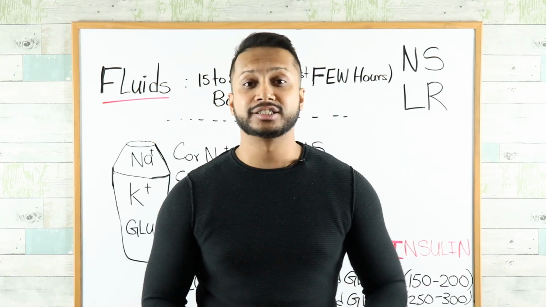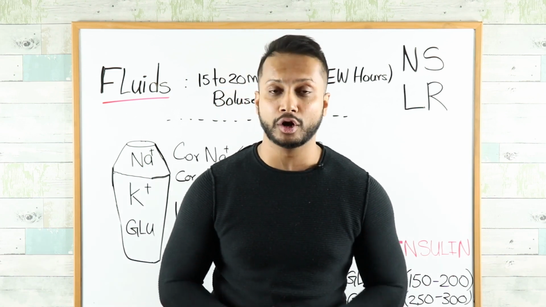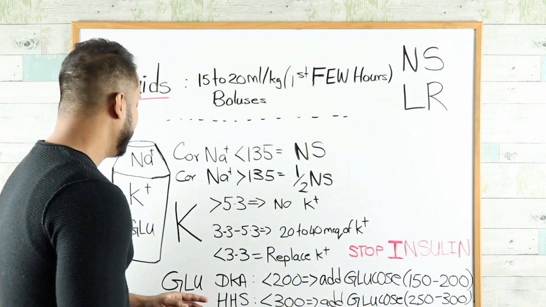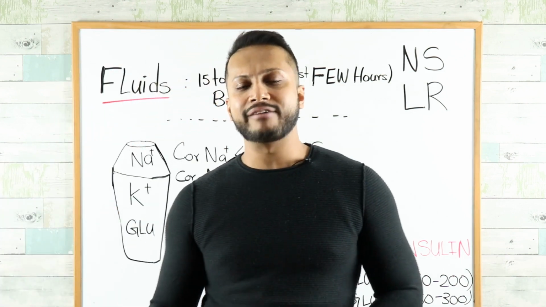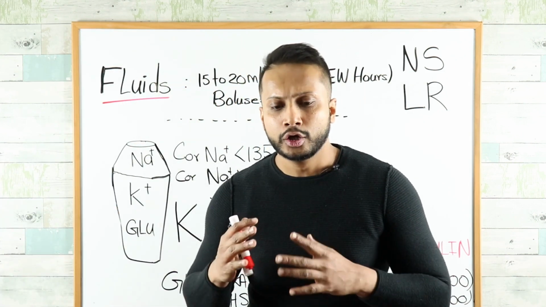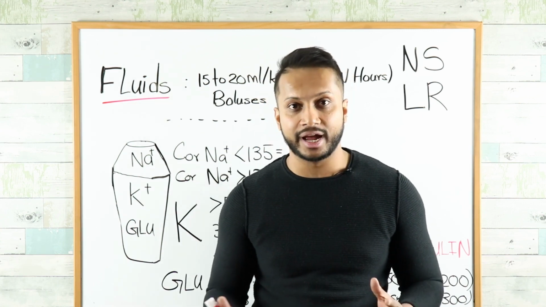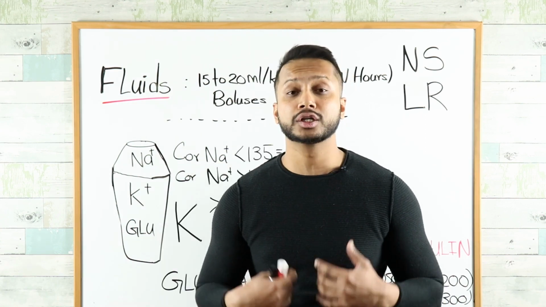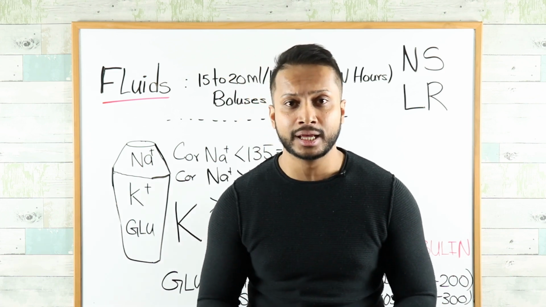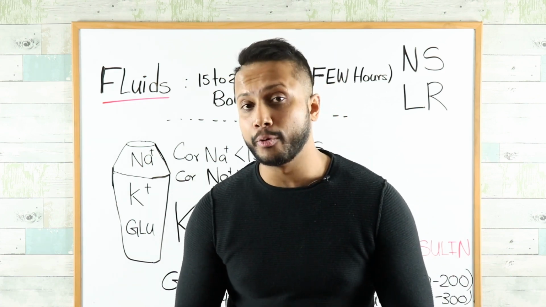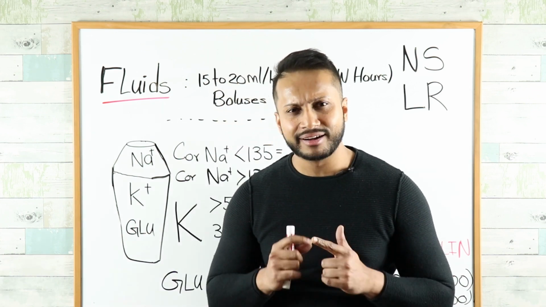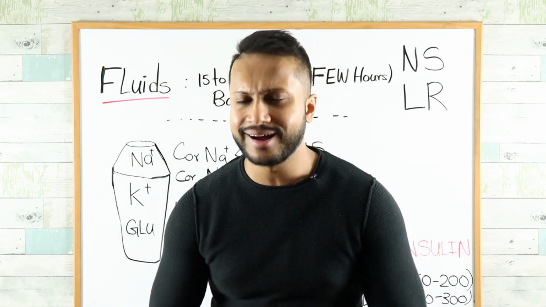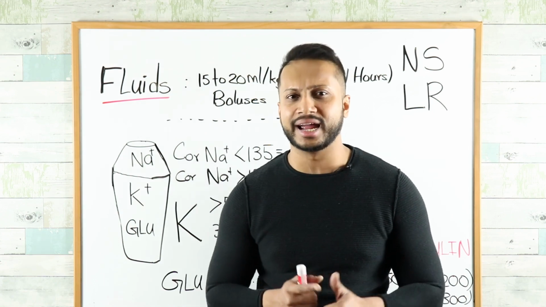Now finally, your last and your third component is going to be your glucose. Now glucose in patient with DKA and HHS. So normally if you have a patient with DKA and HHS, you know that these patients are going to have very high blood glucose levels. So normally you're not going to add glucose to your fluid. However, the important endpoint of managing DKA and HHS is not correcting the glucose, but rather correcting the anion gap.